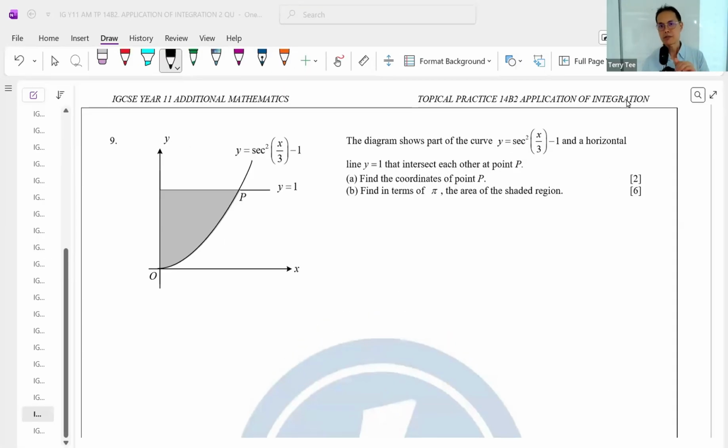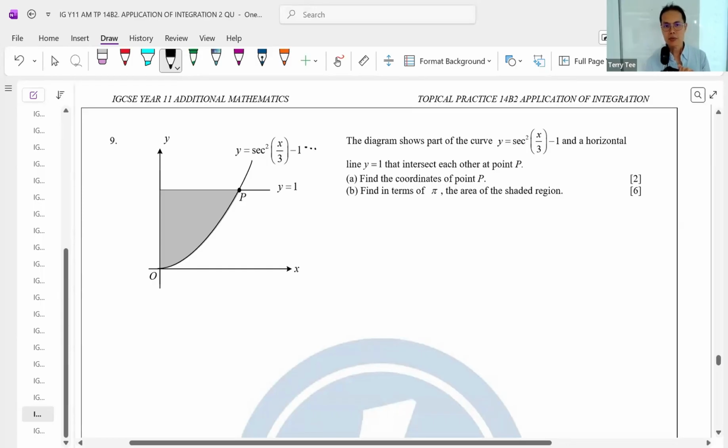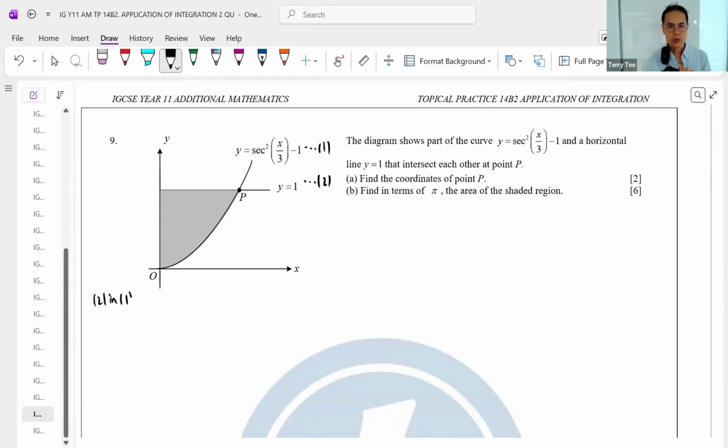Diagram shows part of the curve y equals secant square x over 3 minus 1 and a horizontal line y equals 1. So they intersect each other at point P. So find the coordinates of point P. Okay, very simple. At point P, we can call this equation 1, equation 2. Basically, we sub 2 in 1 or 1 in 2. So you get 1 equals secant square x over 3 minus 1. Bring it over. Secant square x over 3 is 2. Secant square is 1 over cos square. So I'm going to invert both sides.